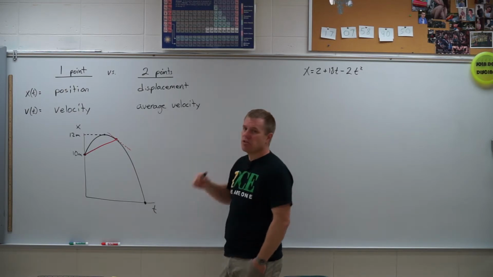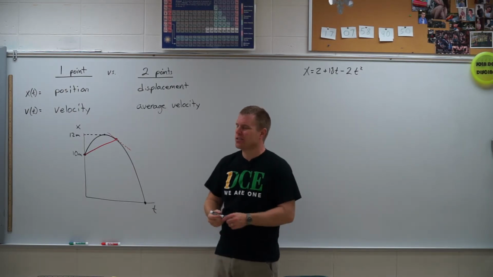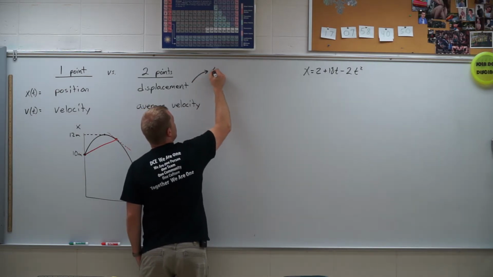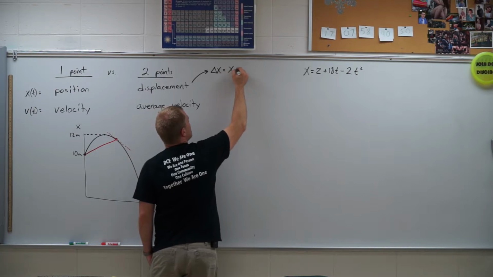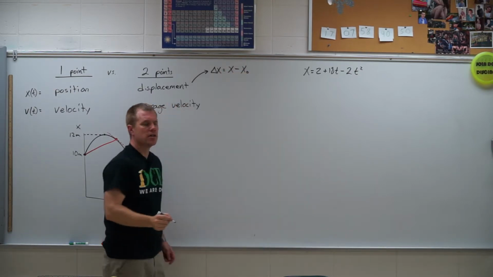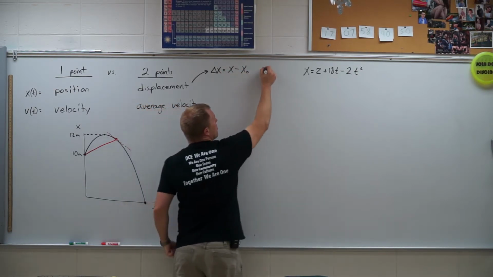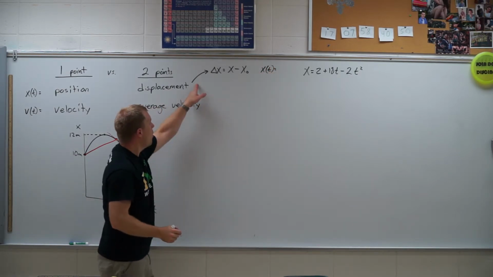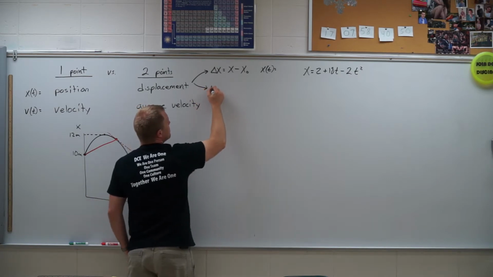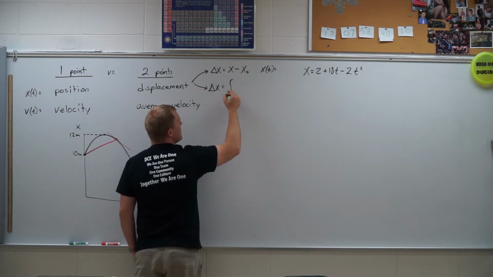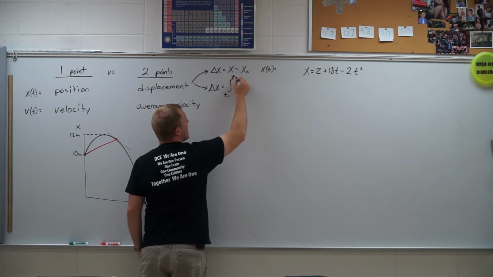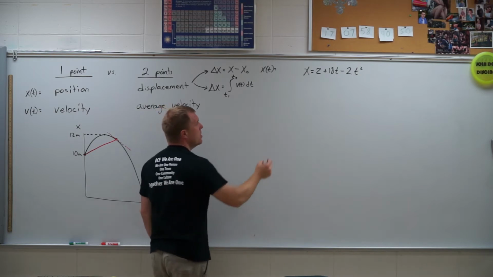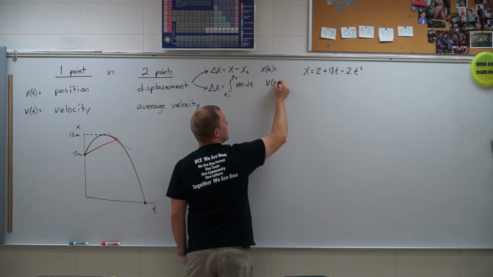Now, displacement and average velocity have more equations associated with them. Displacement you can find one of two ways. You can find the displacement by taking the final position minus the initial position. In this situation, you're going to need a position function. Or you can find the displacement by taking the definite integral from the start time to the end time of your velocity function with respect to time. So in this case, you will need a velocity function.